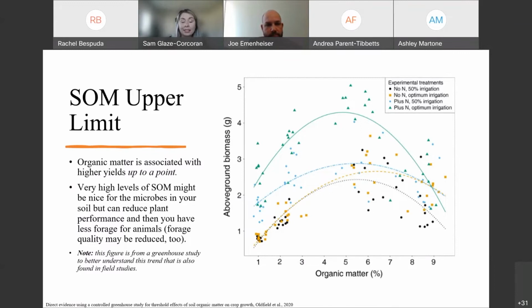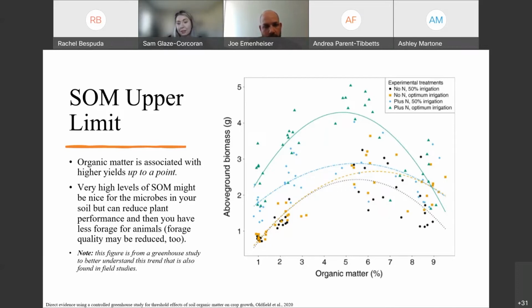So what we're seeing here is on the bottom, on the x-axis, organic matter is going up from 1 to 9. And then on the y-axis, we're looking at above ground biomass production. And what we see on this very top line, this green line, is that in a system that has nitrogen and has plenty of water added, about 5% organic matter results in the best plant performance, the best yield. But if we look at this orange line, for example, where there's no added nitrogen, but there is plenty of water, which I think is often characteristic of a lot of our New England farms, more like 6 to 7% of soil organic matter might be ideal.